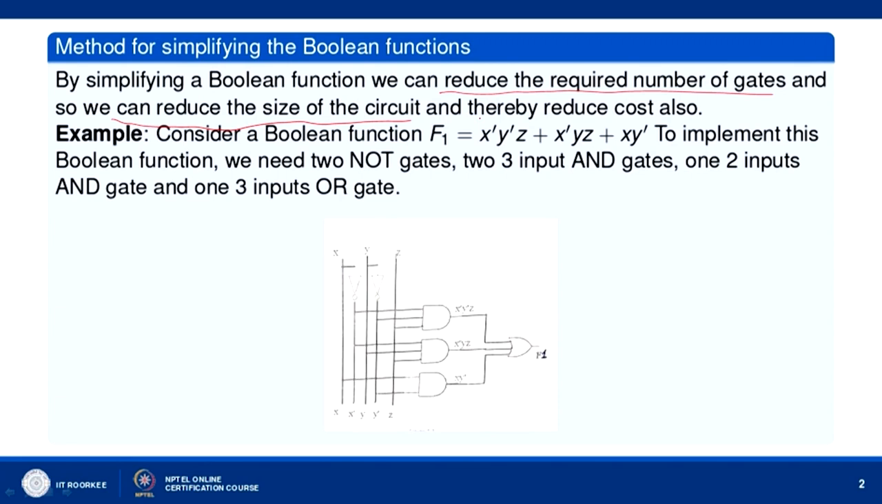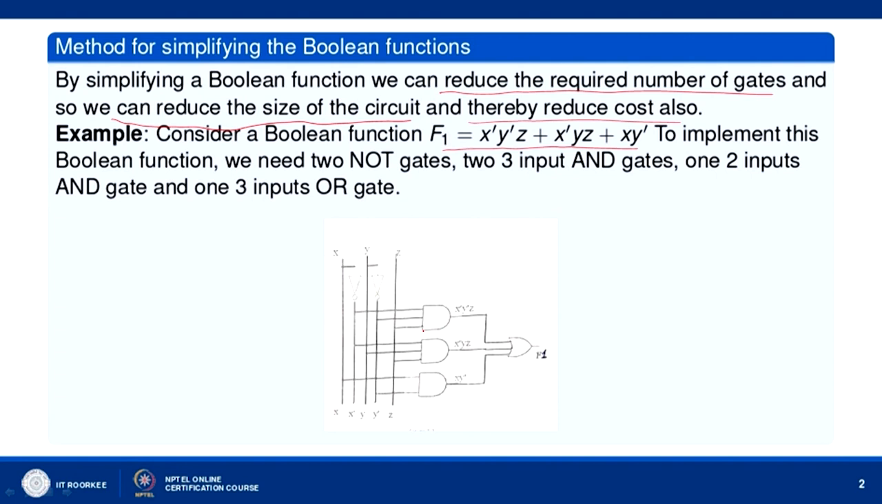So, for example, consider this Boolean function f1 equal to x' y' z plus x' y z plus x y'. Now, this is the figure of this Boolean function. You see, this is x, this is x complement, this is y, this is y complement, and this is z. Then for x' y' z, we have this input x', then this input y', and then this input z.